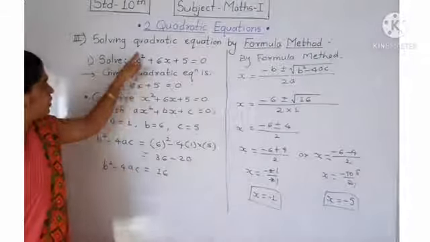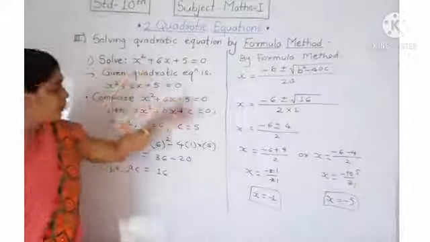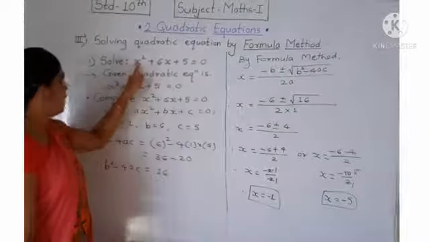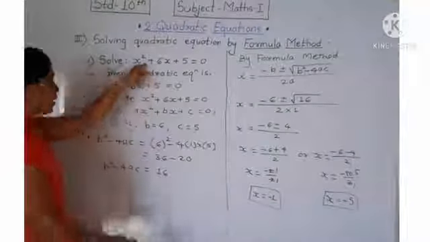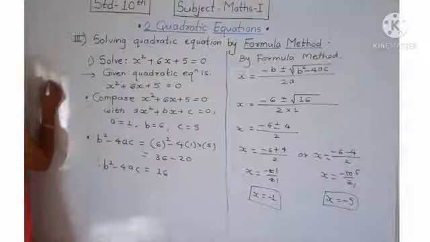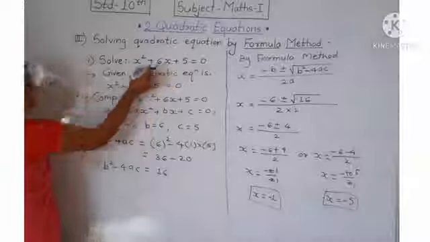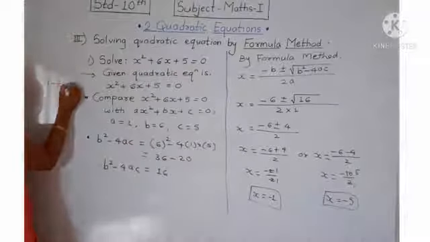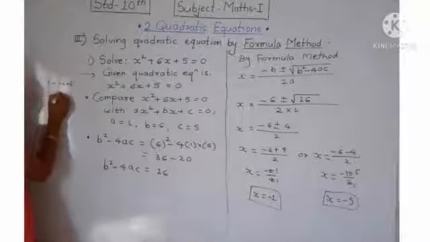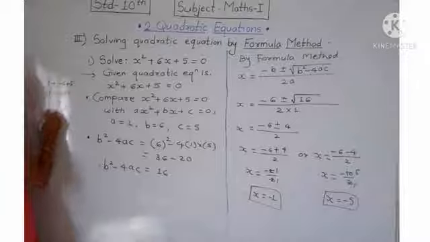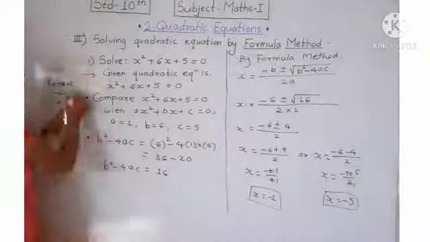See, if I put the value of x as -1: (-1) square is 1, plus 6 into -1 is -6, and plus 5. That means 1 minus 6 plus 5, so the answer is 0. So our answer is correct.